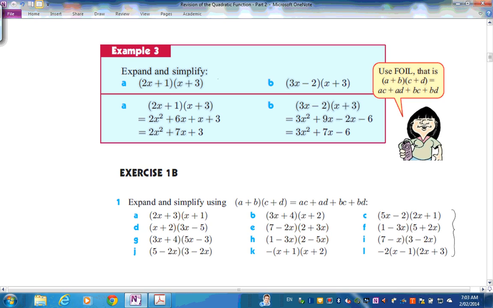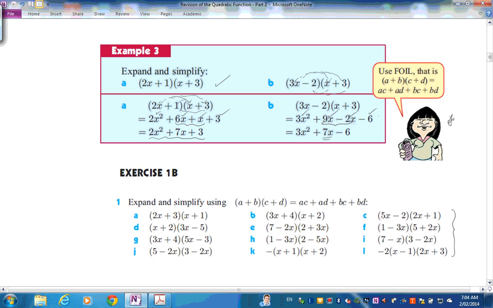Expand and simplify. 2x by x, 2x squared. 2x by 3, 6x. 1 by x is x. 1 by 3 is 3. Adding up the x's, collecting the like terms, 2x squared plus 7x plus 3. Not too bad. We're using FOIL: first, outside, inside, last. Do it again. 3x by x, 3x squared. 3x by 3, 9x. Neg 2 by x, neg 2x. Neg 2 by 3, neg 6. Just adding these up, remember 9x take 2x, 7x.